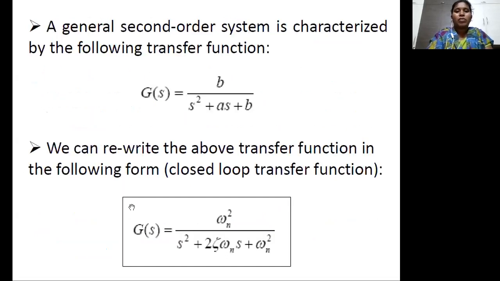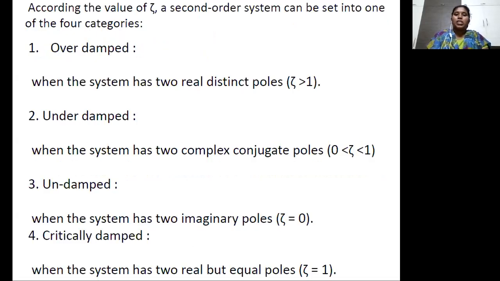So based on the zeta value and the poles, we classified the second order systems into four different types, and we have to consider a standard second order transfer function equation, which is G of s is equal to omega n square divided by s square plus 2 zeta omega n into s plus omega n square. Here zeta is the damping ratio. Based on this damping ratio value and the location of poles, that means the type of poles, we classified the second order system into four different types. Those are over damped, under damped, undamped and critically damped.